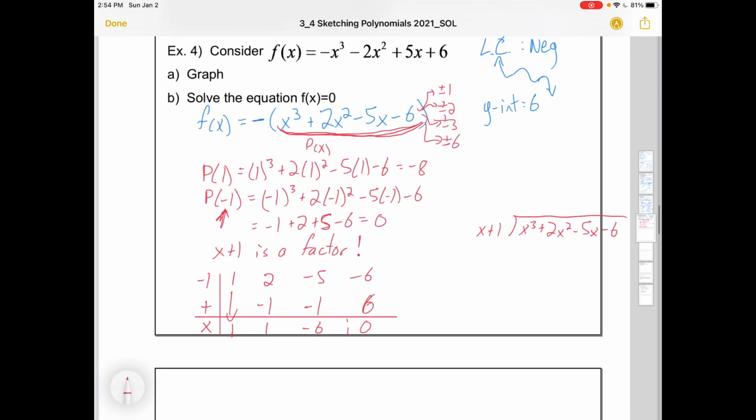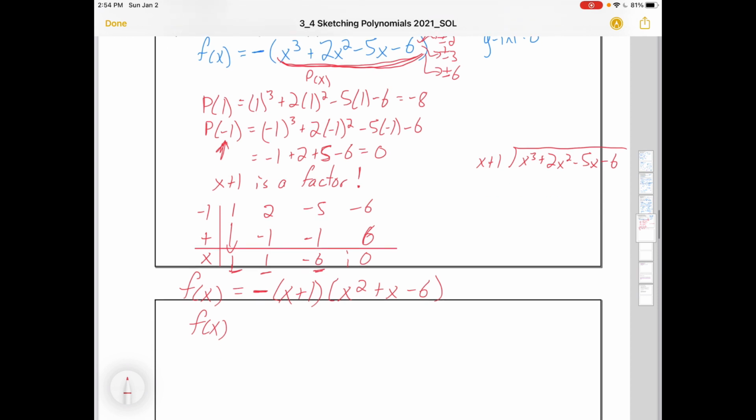So what we learn from this is that f of x can be written like this. That negative is still there. It's got a factor of x plus 1 that we found, and then we divided and figured out the leftovers were x squared plus 1x minus 6. That's what these numbers right here represent. And since we factored it a bit, we'll factor it some more. Negative x plus 1. Okay, how am I going to factor this? Adds to 1, multiplies to negative 6. Ooh, that's going to give us 3 and negative 2.